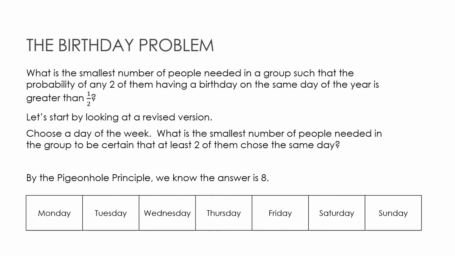Well, we've already studied the pigeonhole principle, and so by the pigeonhole principle, we know that the answer is 8, because if one chooses Monday and Tuesday and Wednesday and Thursday and Friday and Saturday and Sunday, that's 7 people. So the 8th person would then make us be certain that 2 people would choose the same day.